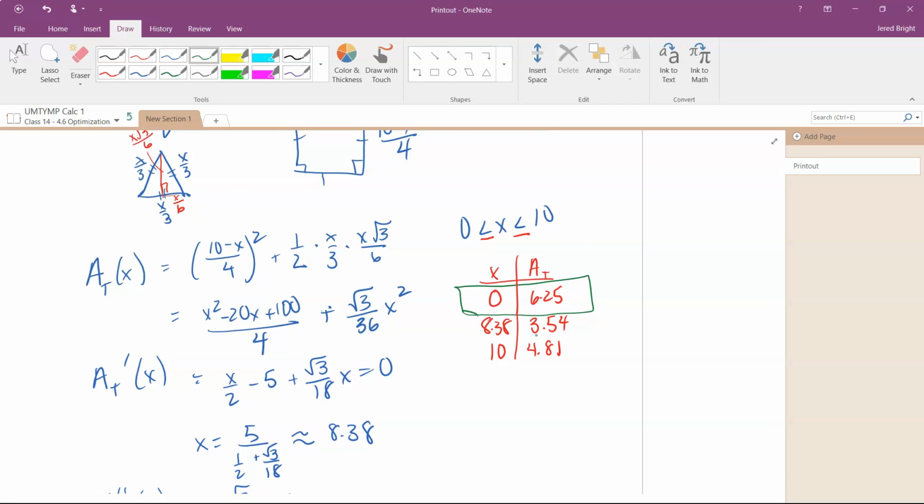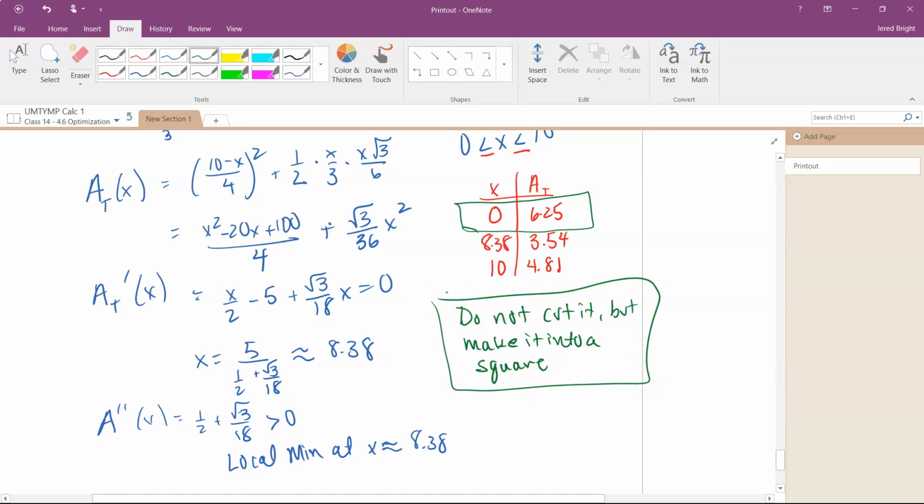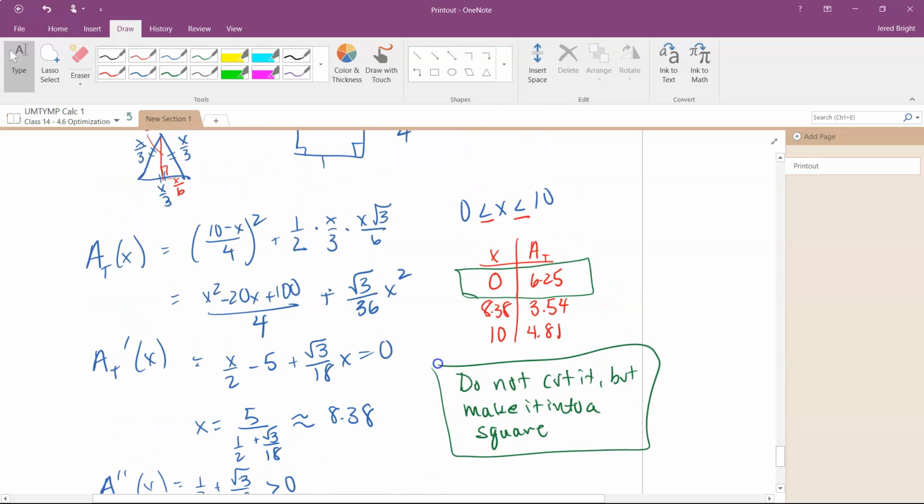Okay, so here we go. How should the wire be cut? The answer is do not cut it, but make it into a square. Okay, so this is the only example that we've seen so far where we've had to consider the endpoints. And so know that that's okay to do, but you might have to think carefully within the context to make sure it's okay to consider those endpoints.